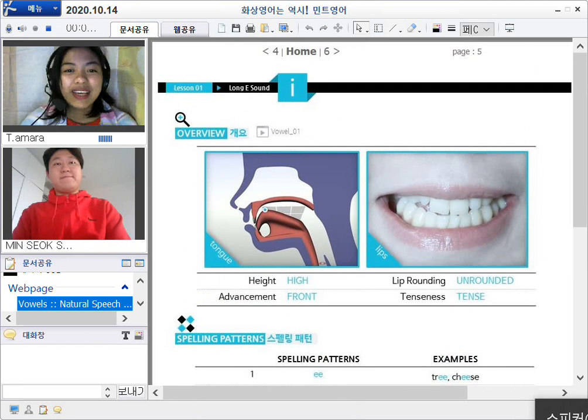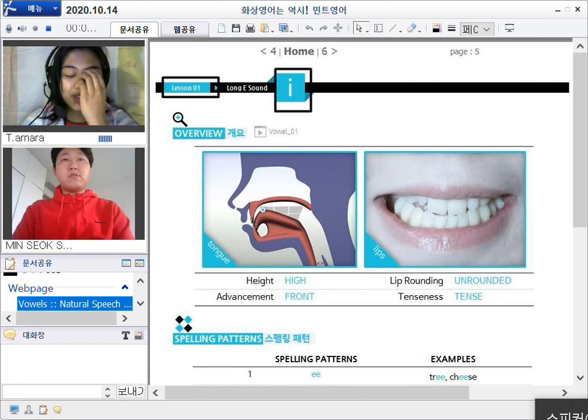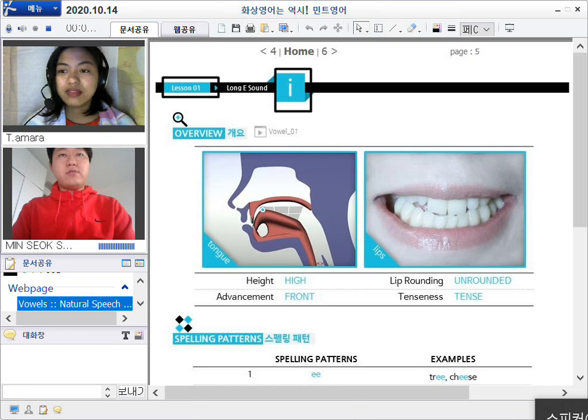So anyhow, our first lesson for this day. After a few days of going over the initial tests, we're finally going to start with lesson one, which is the long E sound. So what is the sound of this vowel again? What sound do you make for this vowel? E. Yes, E. Okay, very good.